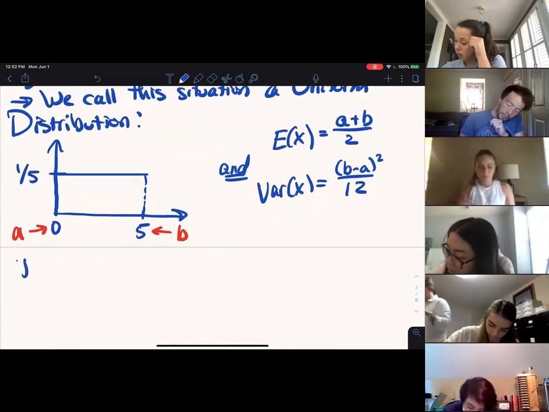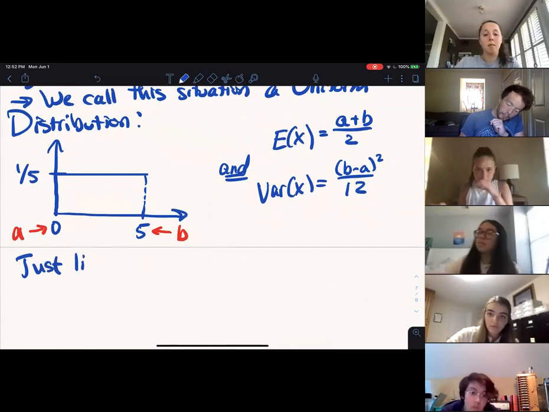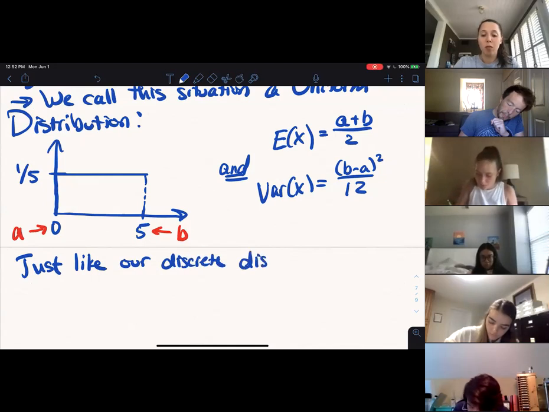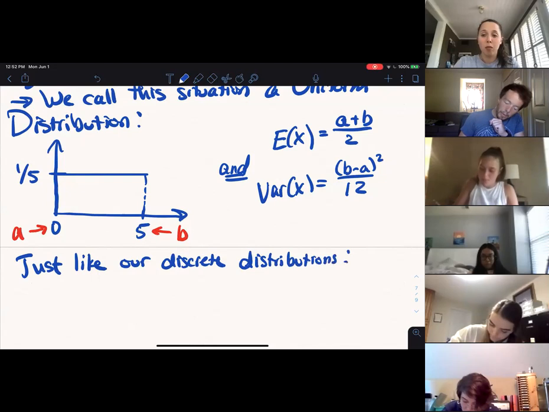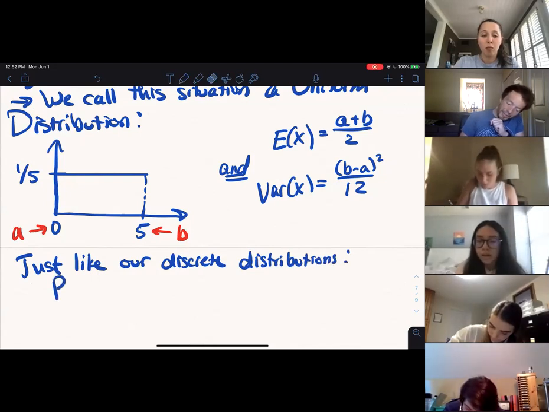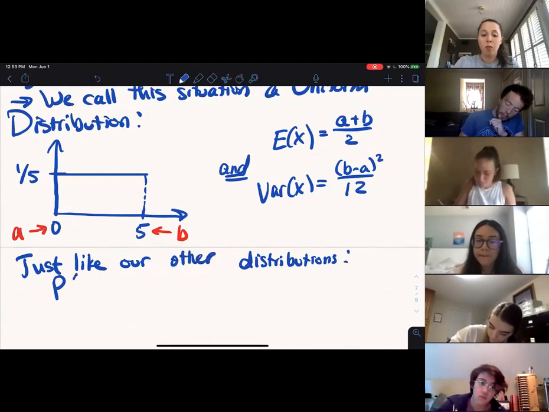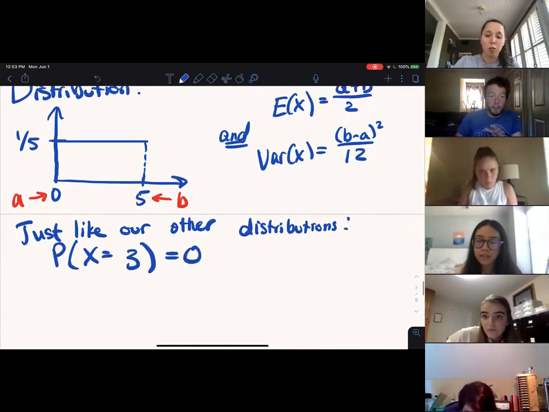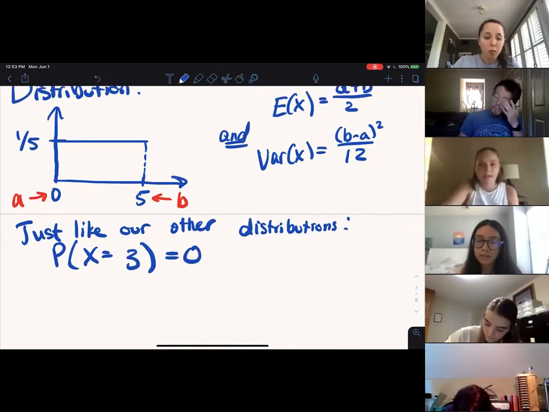And just like other discrete distributions, or maybe I should just say other, this isn't actually quite like the discrete. Probability of x being a specific number, a singular number, is just equal to 0, right? That was just a consequence of our continuous distributions from the past. This is a fact I think even showed up in our midterm.